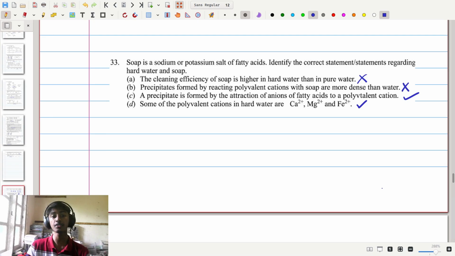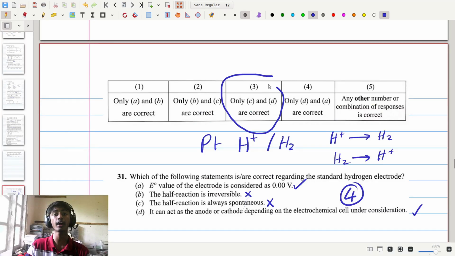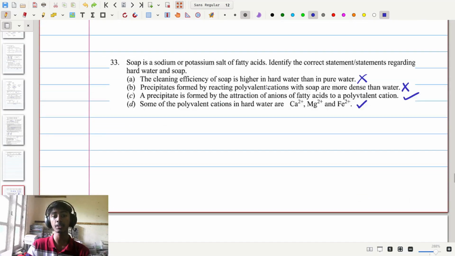Now according to this, we can see only C and D are correct, and from only C and D we can see the correct answer is answer number 3. So the correct answer to question number 33 is answer number 3.